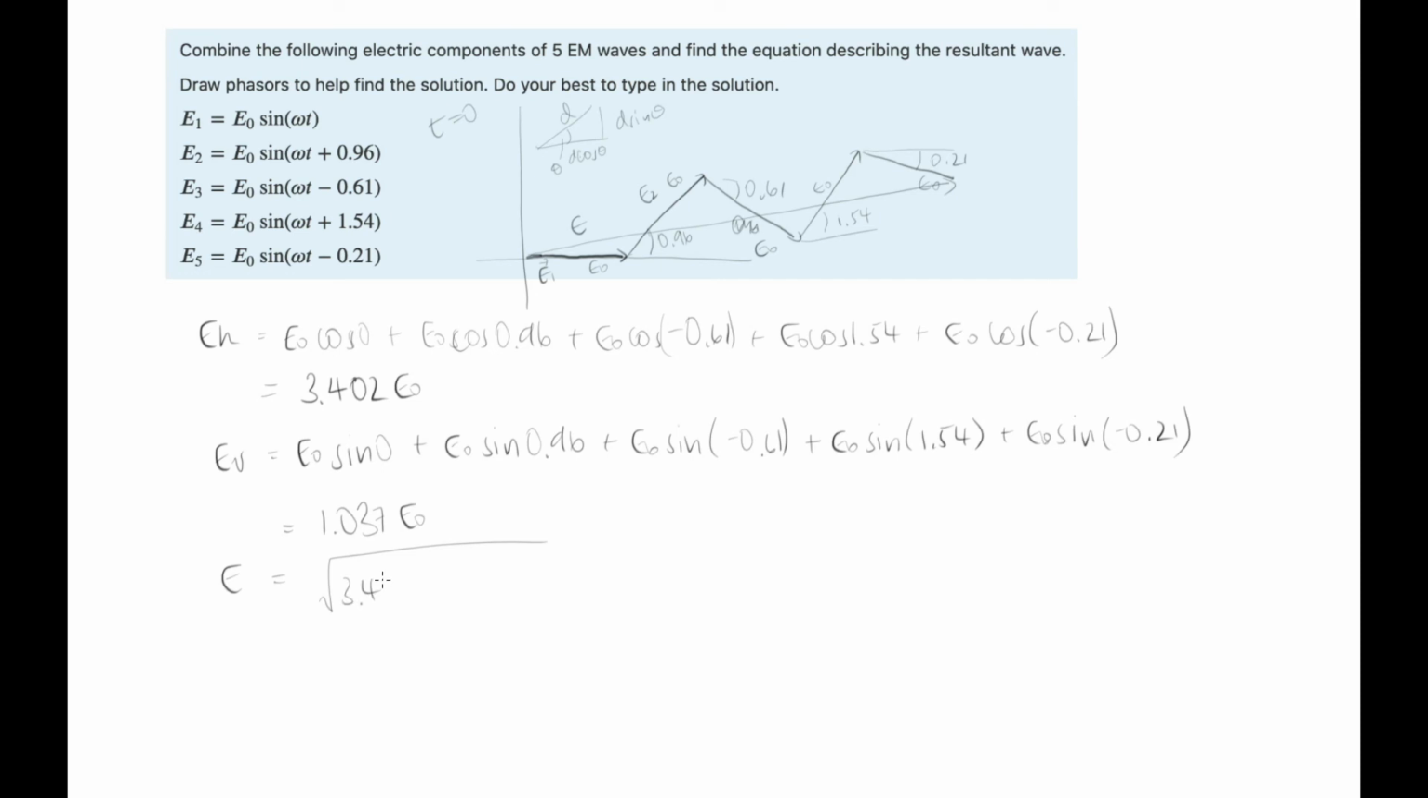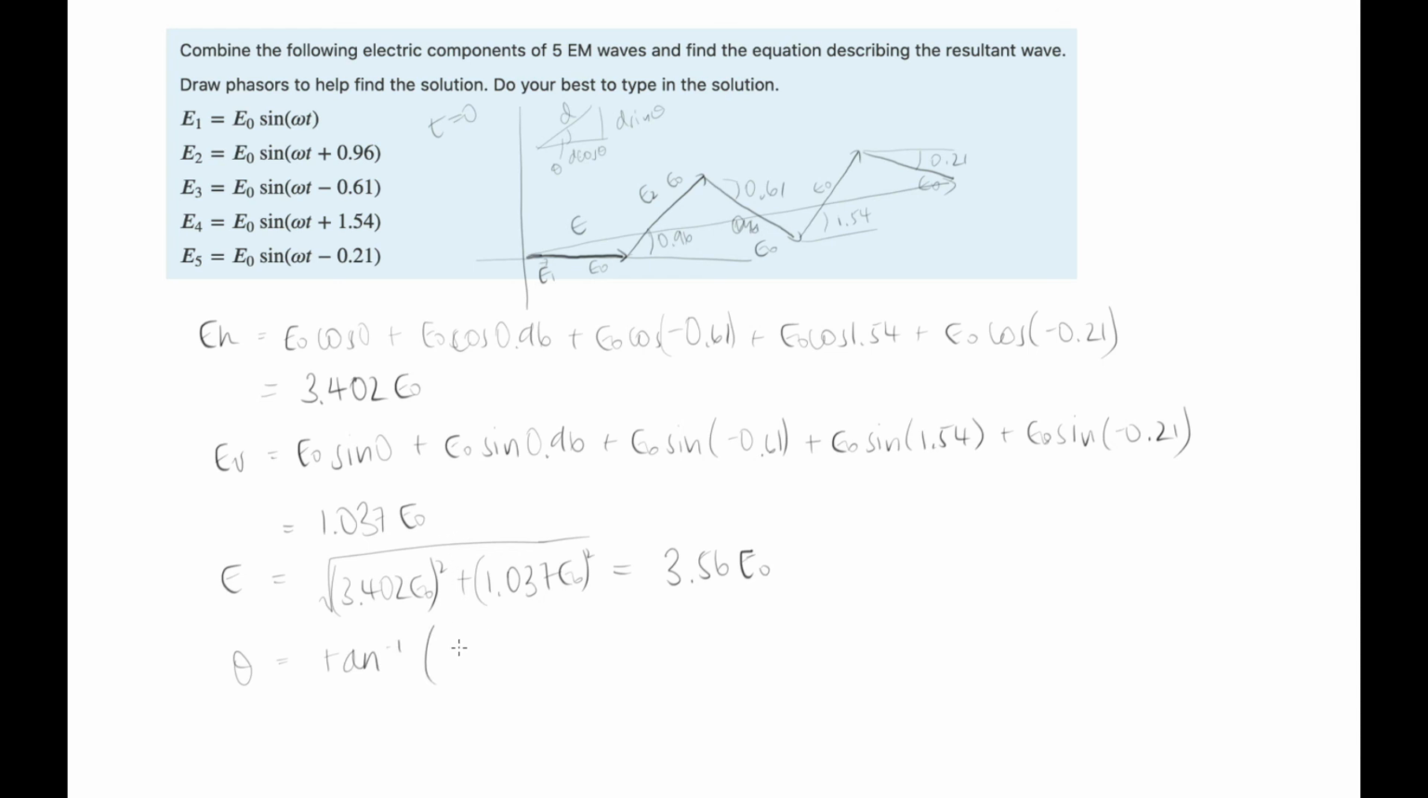Okay, so to find out the resultant, remember, it's the square root of both of those squared. So 3.402 E0 squared plus 1.037 E0 squared. And we get roughly 3.56 E0 for that part.